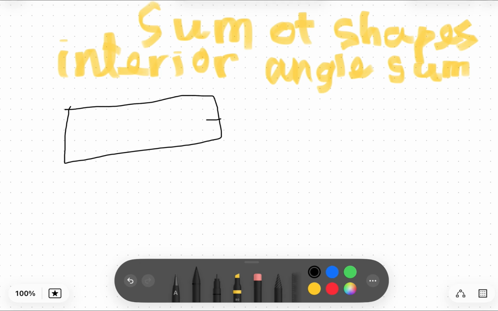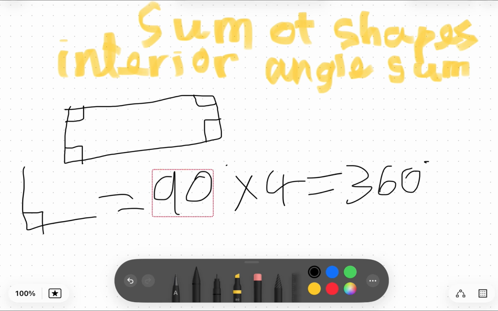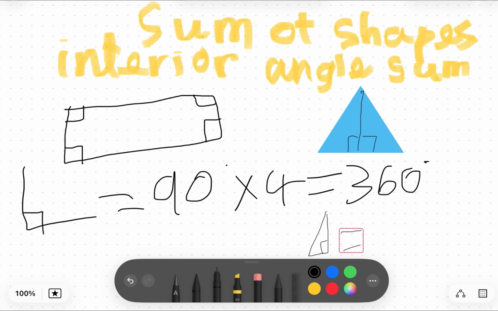In a rectangle, we have 4 right angles. Now a right angle is equal to 90 degrees. Since there are 4 of them, we multiply 90 by 4, which gives us 360. Similarly, if we look at a triangle, you would first divide this into 2, and then we would get 2 right angle triangles. Now a right angle triangle, as it has in the name, is equal to 90. Since there are 2 of them, we would get 180.